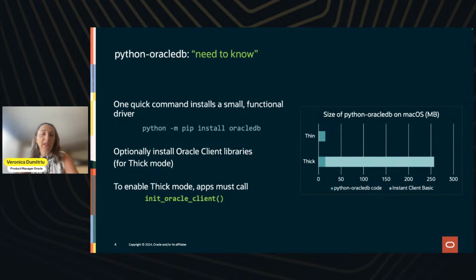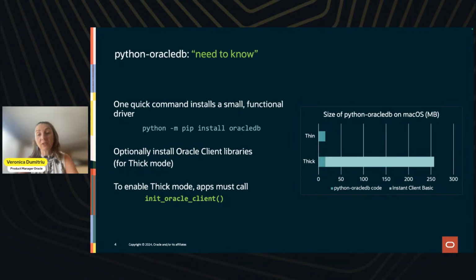Okay, so I was mentioning we made it very simple to install. You simply run python -m pip install oracledb, and notice that now the name has changed. It's oracledb as opposed to cx_Oracle as it was before. In terms of size, the total size is about 20 megabytes on macOS for a fully functional driver, and it's immediately usable in applications, and it includes dependencies.